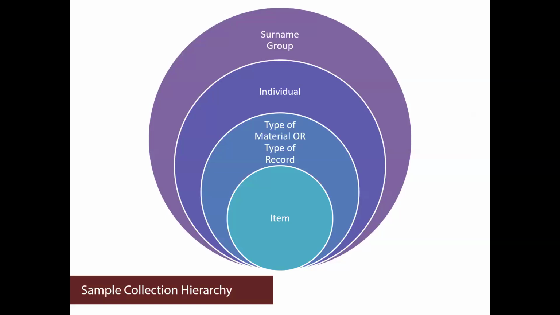Here's another way to think about an organization scheme. Think about it as nested layers. At your top level is your surname group. Within the surname group, you have multiple individuals that share that surname. Within each individual's files, you may then have material organized by a type of material or a type of record. And then finally, the smallest item is the physical item that you filed.